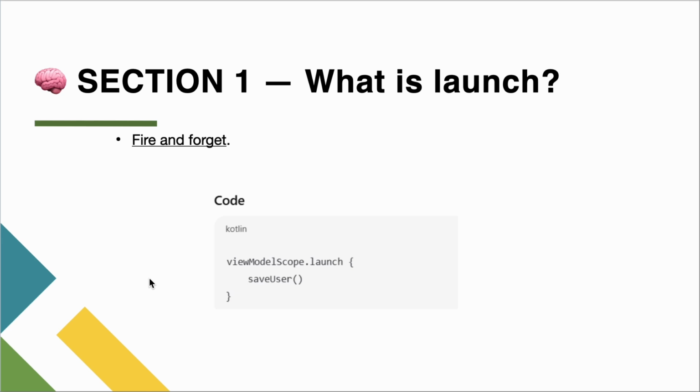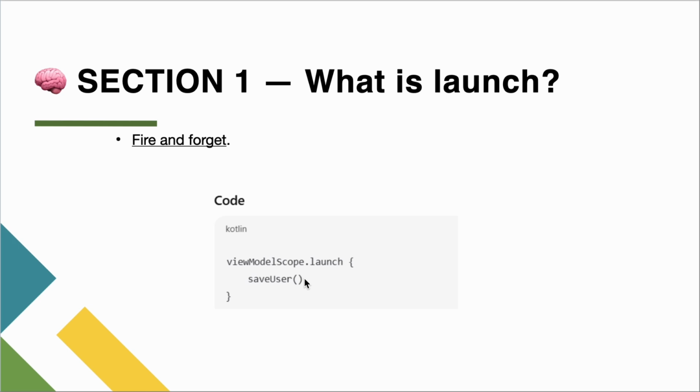All right. So launch is basically fire and forget. Okay. Launch is used when you want to start a coroutine and you don't care about the result. So that is fire and forget. I'll read the code for you now. The code says viewModelScope.launch and you are saving the user. Now in this case, you're not expecting anything to come back to you. The whole intention of this is that you just want to save the user. You are not worried about whether the user is saved or not.